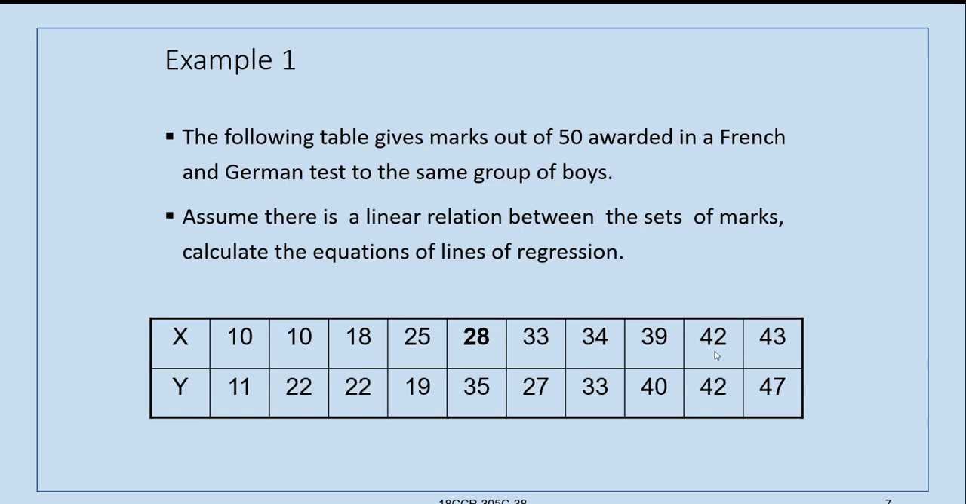So in this problem also, marks for 50 students, 50 boys in a French and Germany test are given. And assuming that there is a linear relationship means correlation exists. Correlation is there. So X series and Y series are given.